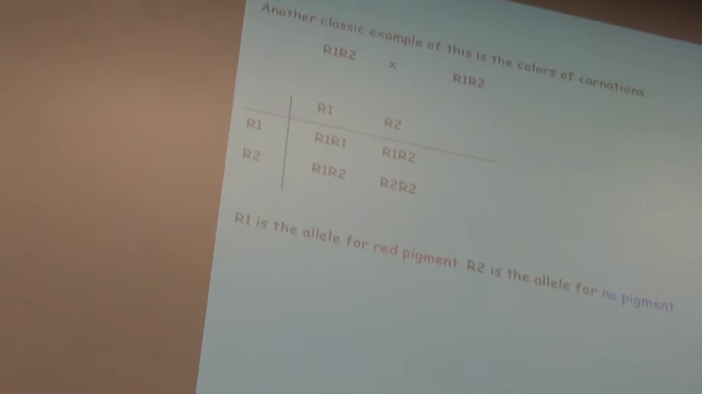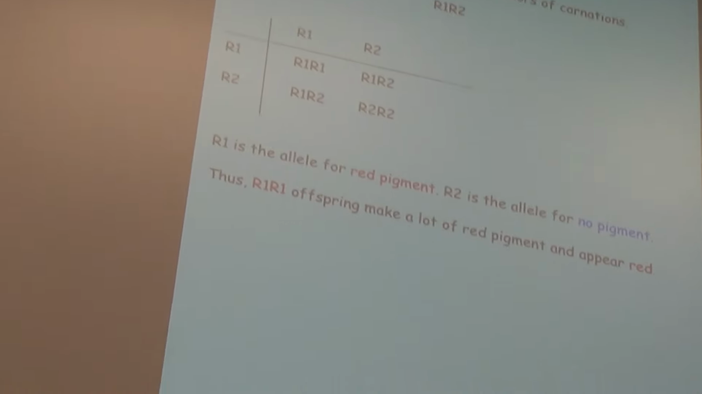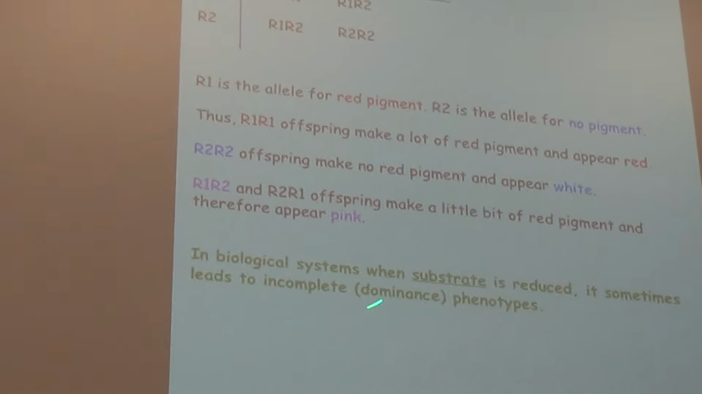Here's another example of the same thing. You've probably seen these in carnations at the florist, where you can have red carnations and white carnations, and you can cross them, and you will get pink carnations. Now, if you take a heterozygous pink and cross it to a heterozygous pink, you will end up with a cross. So R1 is the allele for red pigment, R2 for no pigment, and R1, R2 will be pink pigment. When substrate is reduced, it leads to incomplete dominance.